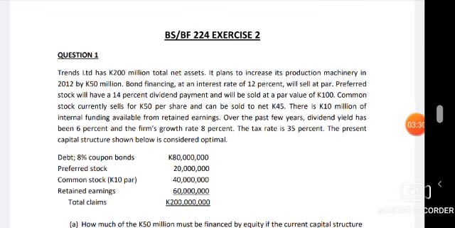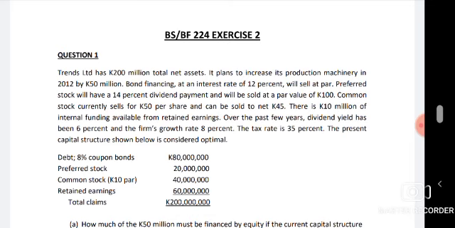So you have that question. This is from your exercise document, by the way, from your sir. Question 1 says Trends Limited has 200 million total net assets. It plans to increase its production and machinery in 2012 by 50 million. Bond financing at an interest rate of 12% will sell at par. Preferred stock will have a 14% dividend payment and it will be sold at par for 100 kwacha. Common stock currently sells for 50 kwacha per share and can be sold to net 45. There is 10 million of internal funding available from retained earnings.